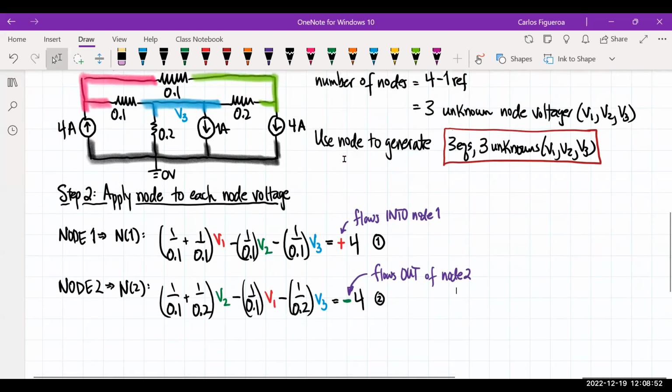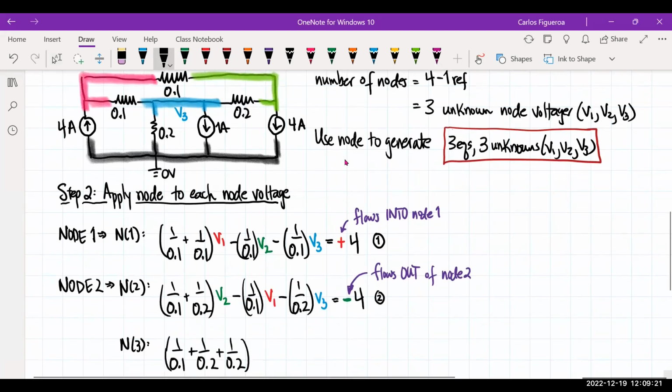Then I'm going to repeat for the blue node. I'm going to call this node 3. You can see here that I have 3 resistors, so let's sum them up. It's going to be 0.1, 0.2, 0.2, and that's going to be my blue node. That's how many are connected to it.